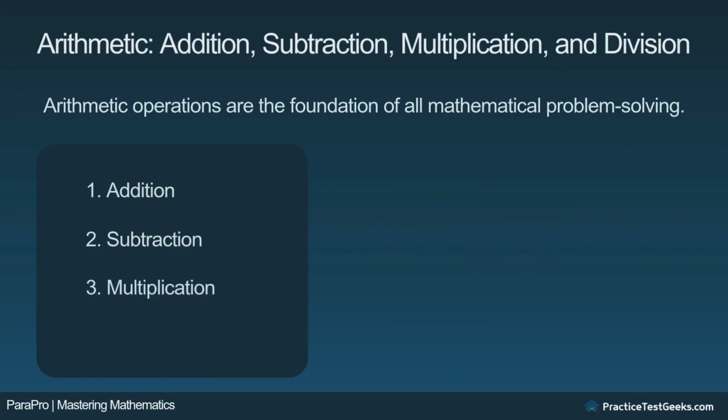3. Multiplication. Concept. Repeated addition of the same number. Example. 7 times 6 equals 42. Application. Calculating total price for multiple items, scaling quantities in recipes. 4. Division. Concept. Splitting a number into equal parts. Example. 56 divided by 7 equals 8. Application. Distributing items equally, finding average values.